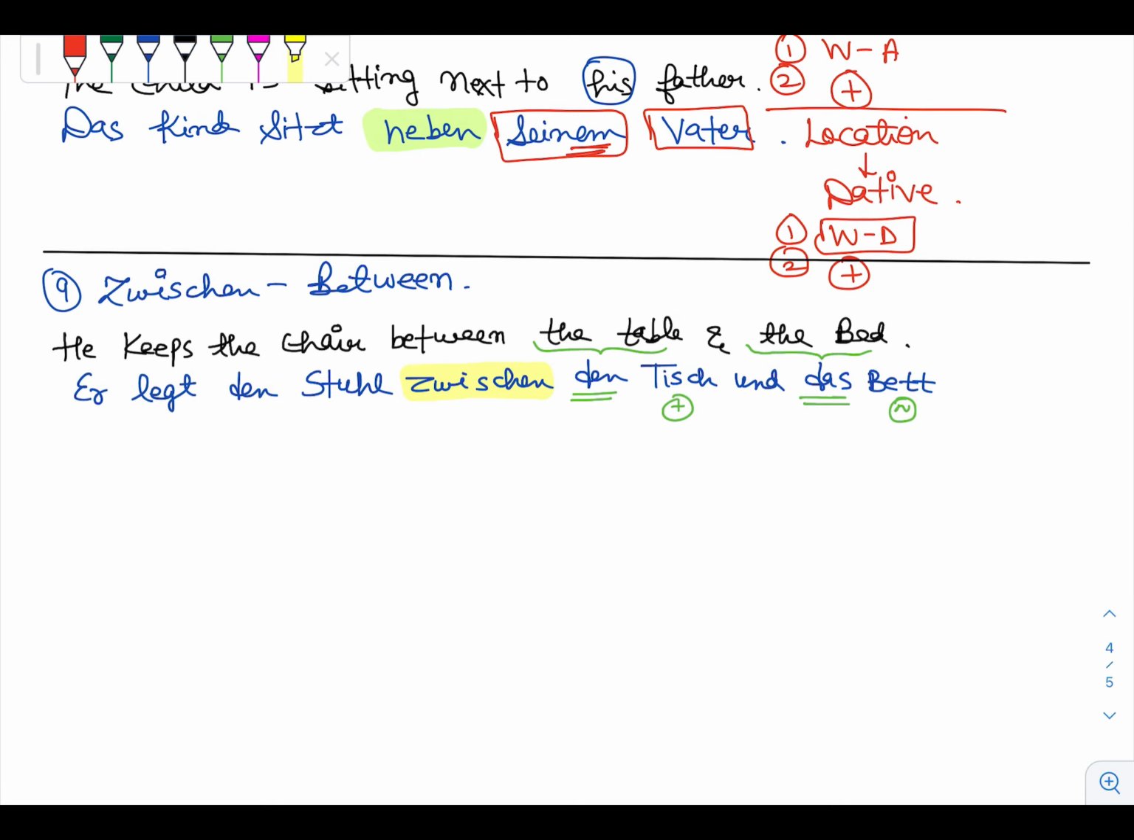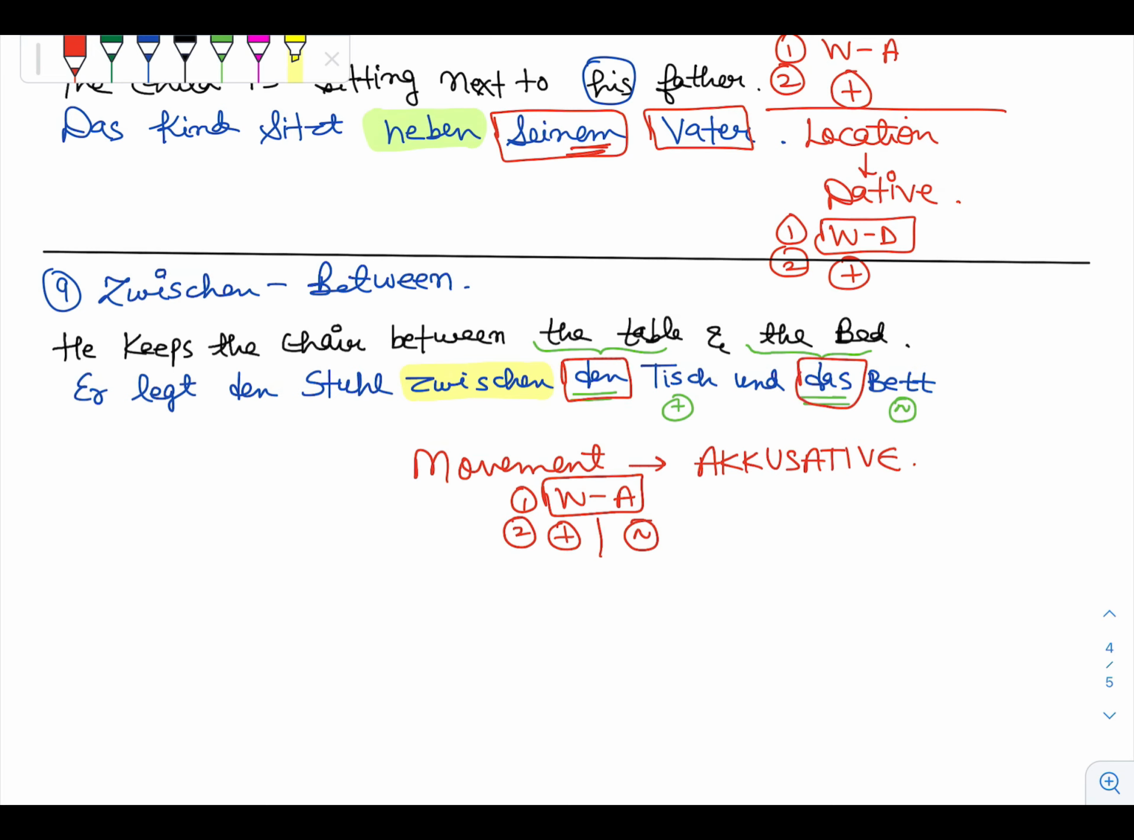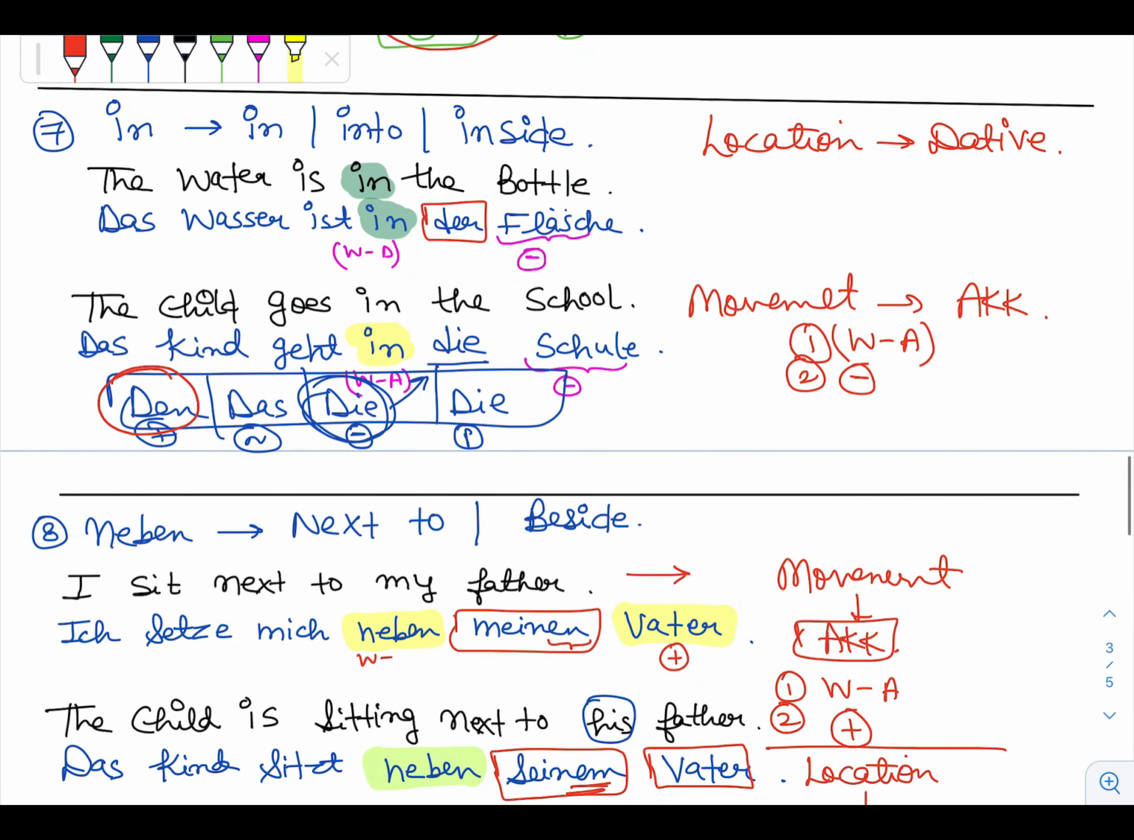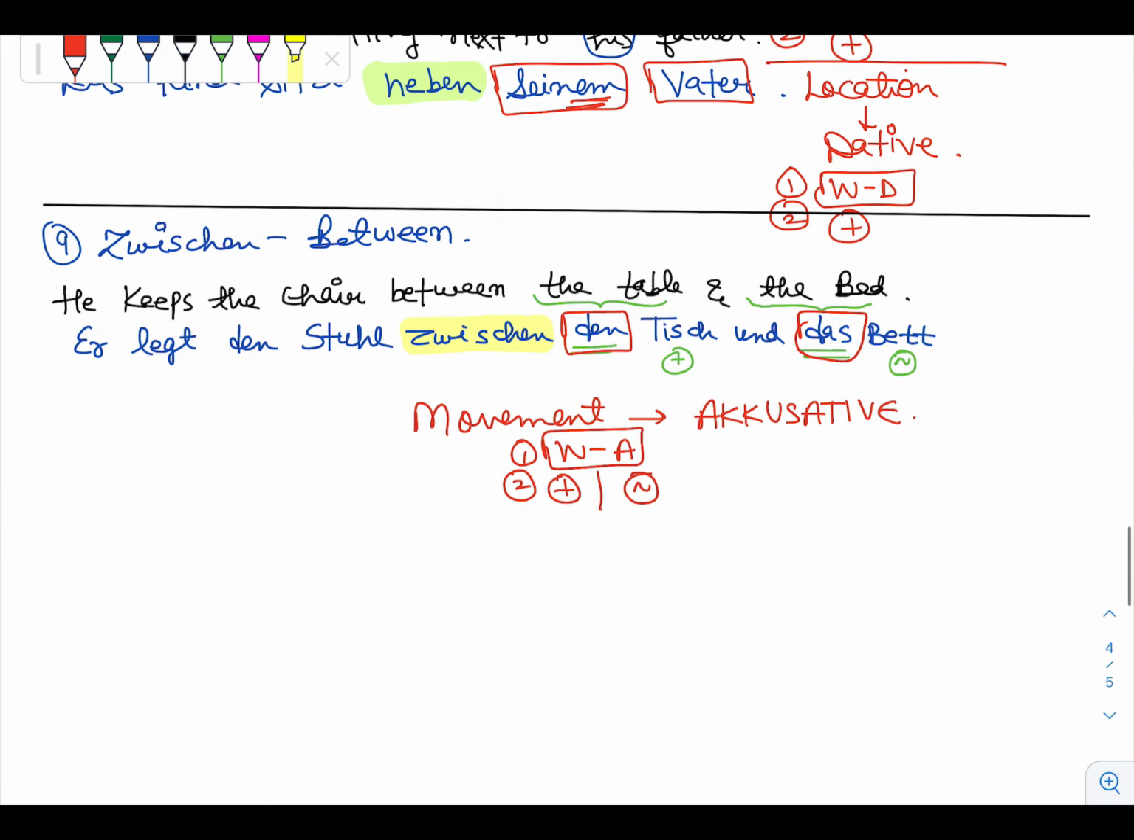First we need to check whether it is a motion, a movement, or a location. So he keeps the chair between the table and bed. We are talking about the movement, which means accusative. So Wechsel of accusative. Second thing, article. Masculine for the first one and neutral for the second. So accusative of masculine, "den" comes, and for neutral "das" comes. Here, "den" and "das". That's what we wrote here.